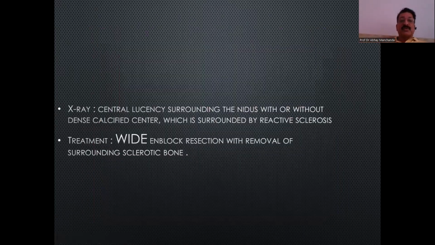X-ray shows central lucency, which is surrounding the nidus with or without dense calcified center, but which is always surrounded by a reactive sclerosis. Now, what is the treatment? Wide en bloc dissection, with removal of the surrounding sclerotic bone. You have to remove the whole tissue, and the whole bone should be removed.